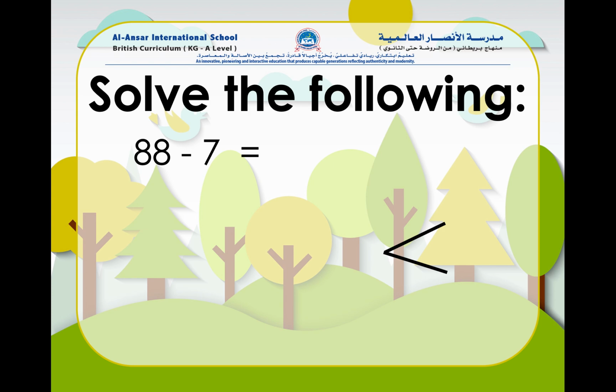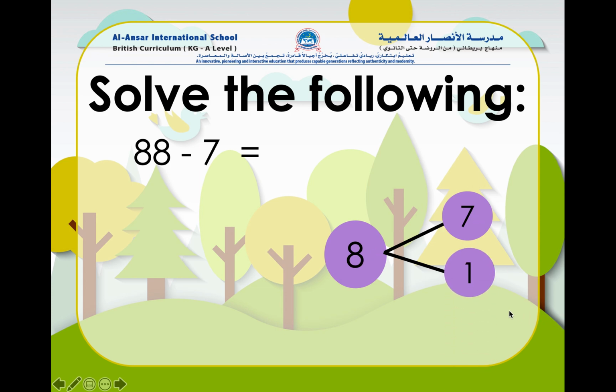Try this one again. Remember, you can pause the video and try to solve the problem on your own. Here we have 88 minus 7. If we put it in the bond form, we know that our biggest number here is 8. 8 is our whole. So which two numbers, when we put it together, make the number 8? 7 and 1.